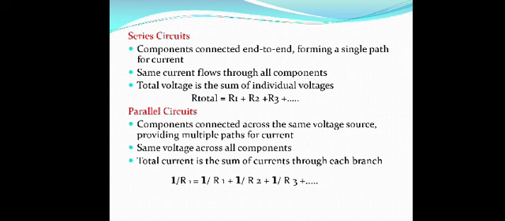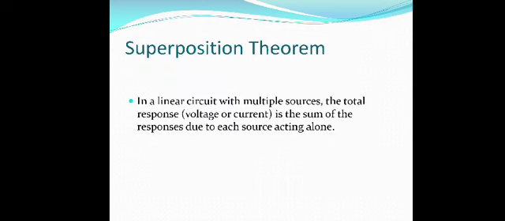Whereas in parallel circuits, all the components are connected across the same voltage source in parallel, providing multiple paths for current. That means in all the components, the same voltage is present. That means the current is going to divide among all the paths. The formula for the parallel combination of resistances can be written as 1 by R total is equal to 1 by R1 plus 1 by R2 plus 1 by R3 and so on, 1 by Rn.